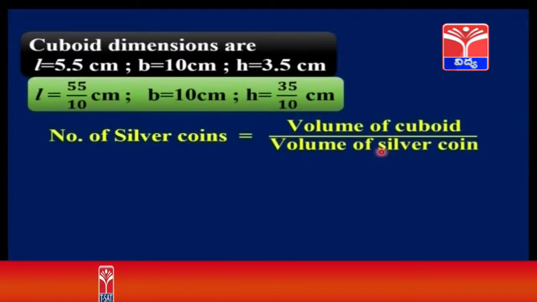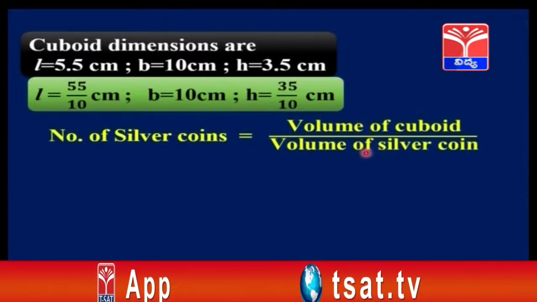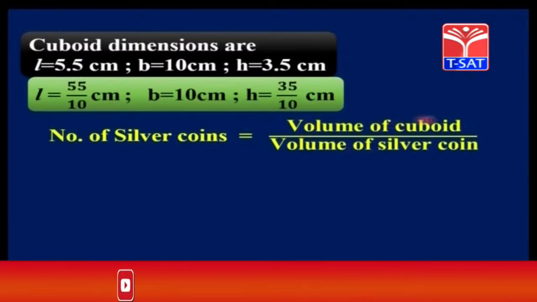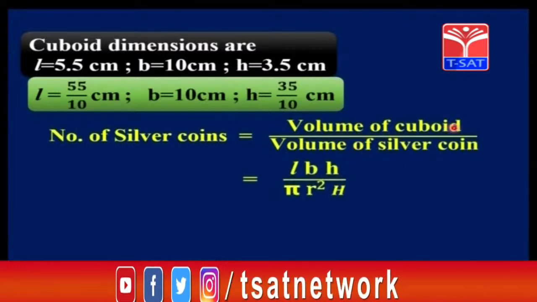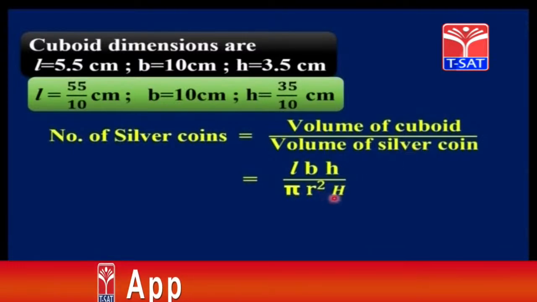Now the number of silver coins, again the same formula, the volume of the bigger solid by the volume of the smaller solid we have to write here. In numerator, volume of the bigger solid, in denominator, volume of the smaller solid. In our given question, the bigger solid is the cuboid and the smaller solid is the silver coin. So here the volume of cuboid formula, children, LBH, and the volume of the silver coin is in the form of a cylinder, that is pi r square h.